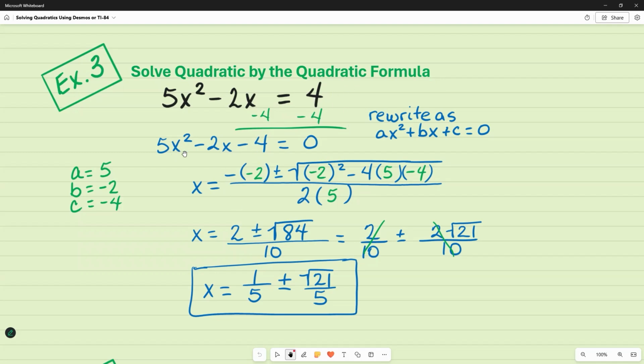So now once I have rewrote it, I can identify my A, B, and C, and make sure you're taking the sign that's in front of it and substituting it inside of your quadratic formula. This is the answer that we said we're going to come up with. I'm going to show you in Desmos how you could set this up.